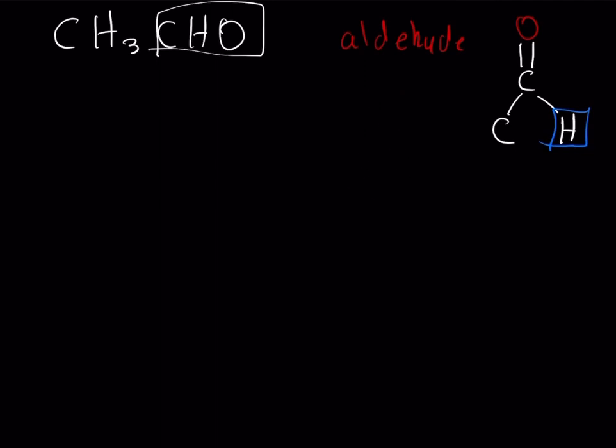So to draw this, we have a CH3, more specifically there. We have a carbon, and then we have a hydrogen, and then the double bonded oxygen. So that's an aldehyde.